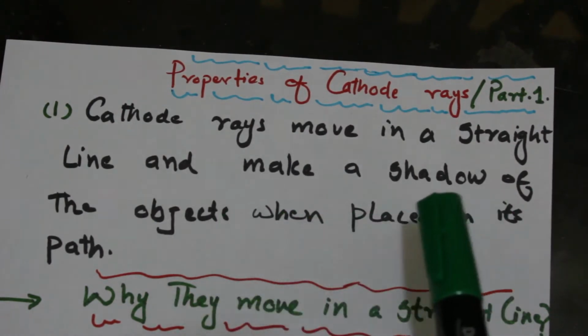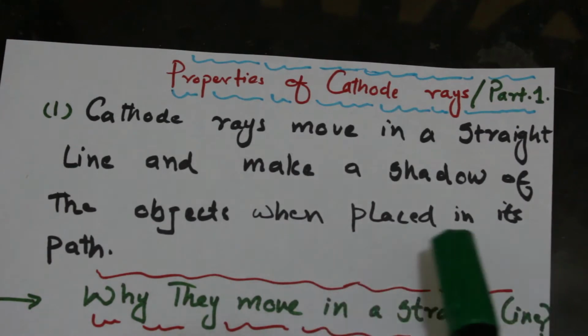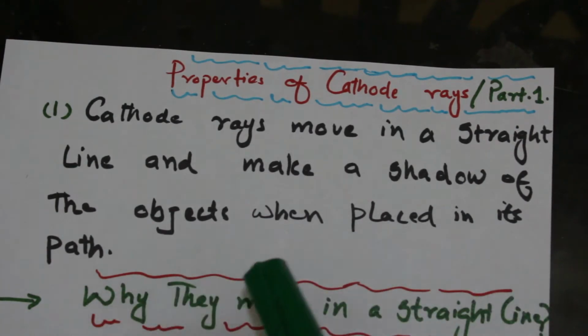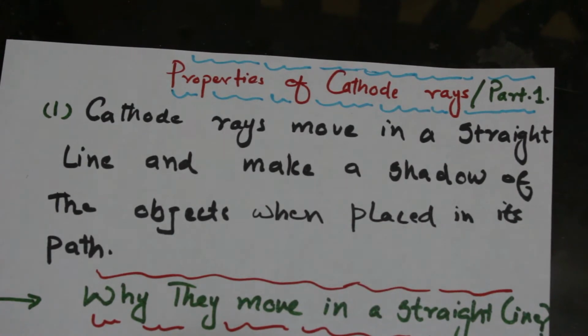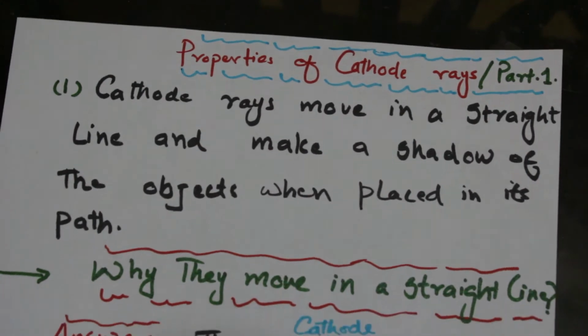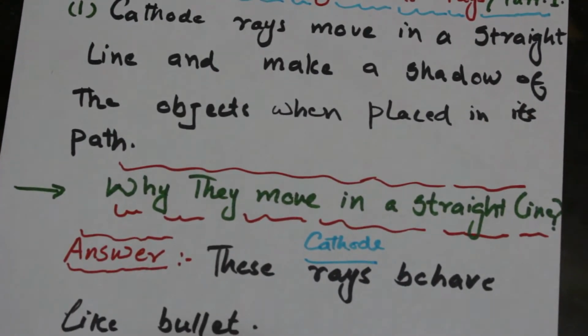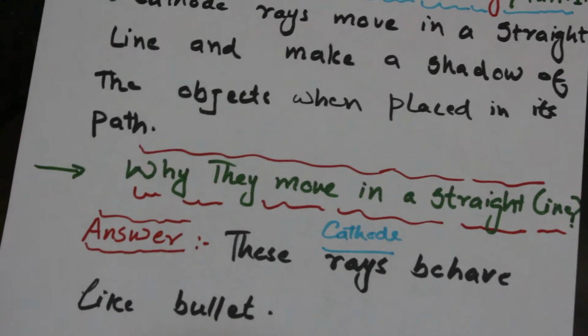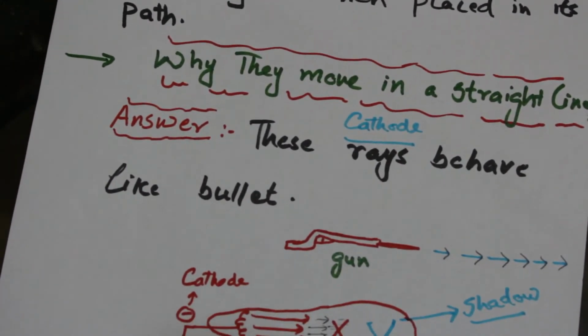The cathode rays move in a straight line and make a shadow of the object when placed in its path. So this is the property which we have to explain today. Now someone might ask you two kinds of questions: why it makes the shadow of the objects when placed in its path, and why these rays move in a straight line. So you can give them an analogy which is related to our daily life.